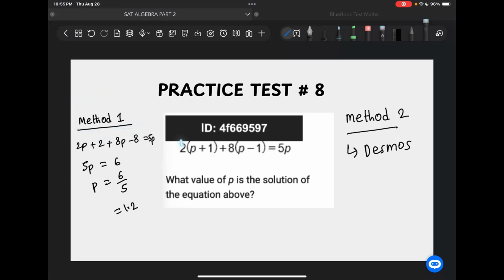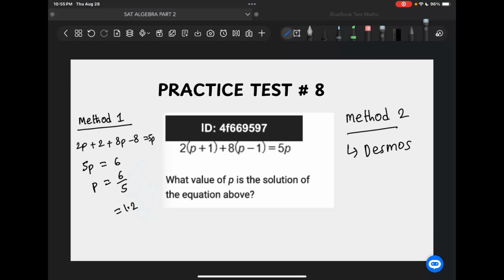We can multiply 2 with p and then 1, and then 8 with p and then 8 with 1, which is going to give us this equation: 2p plus 2 plus 8p minus 8 equals 5p, which gives us 5p equal to 6, and p equals 6 by 5, or 1.2. In your actual exam, you can write this value of p as a fraction or as a decimal like 1.2. Either is correct.